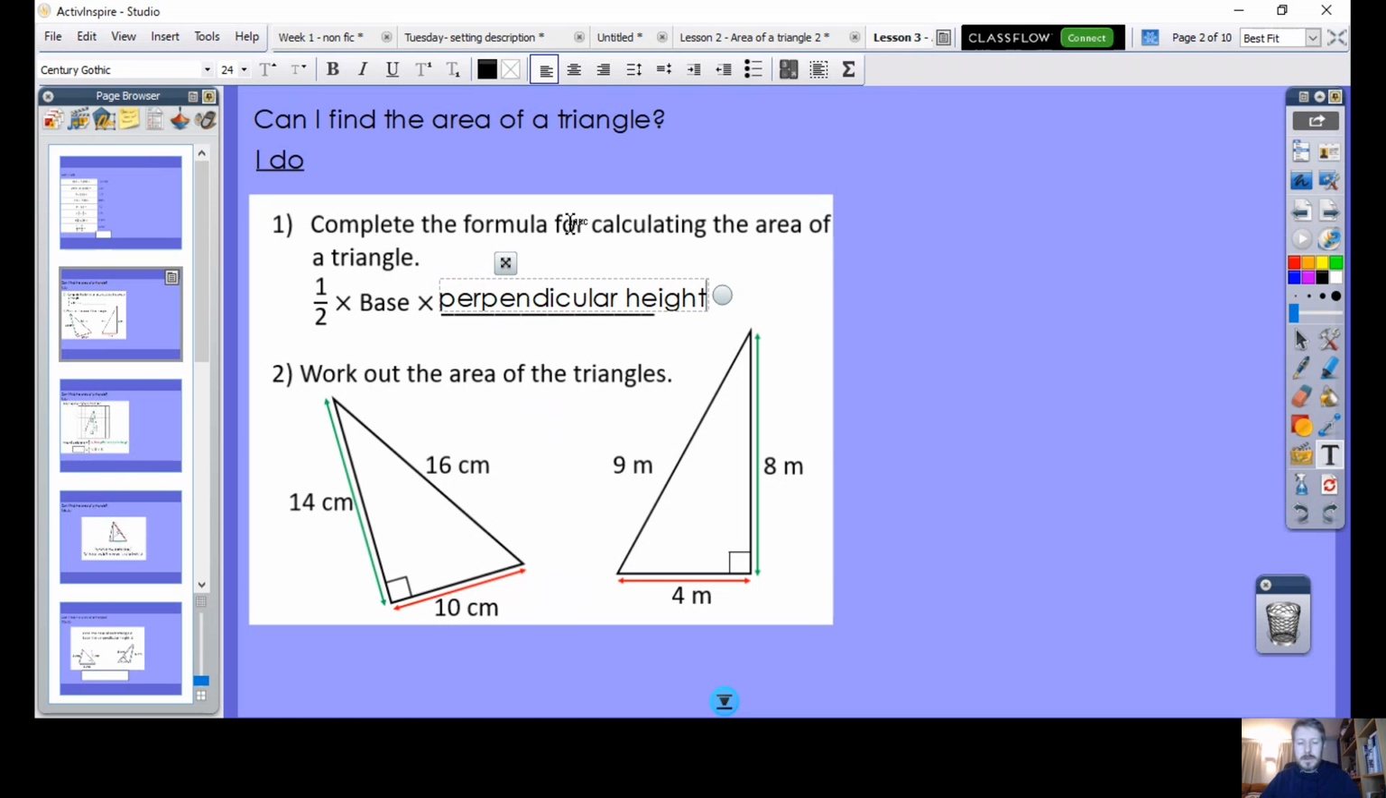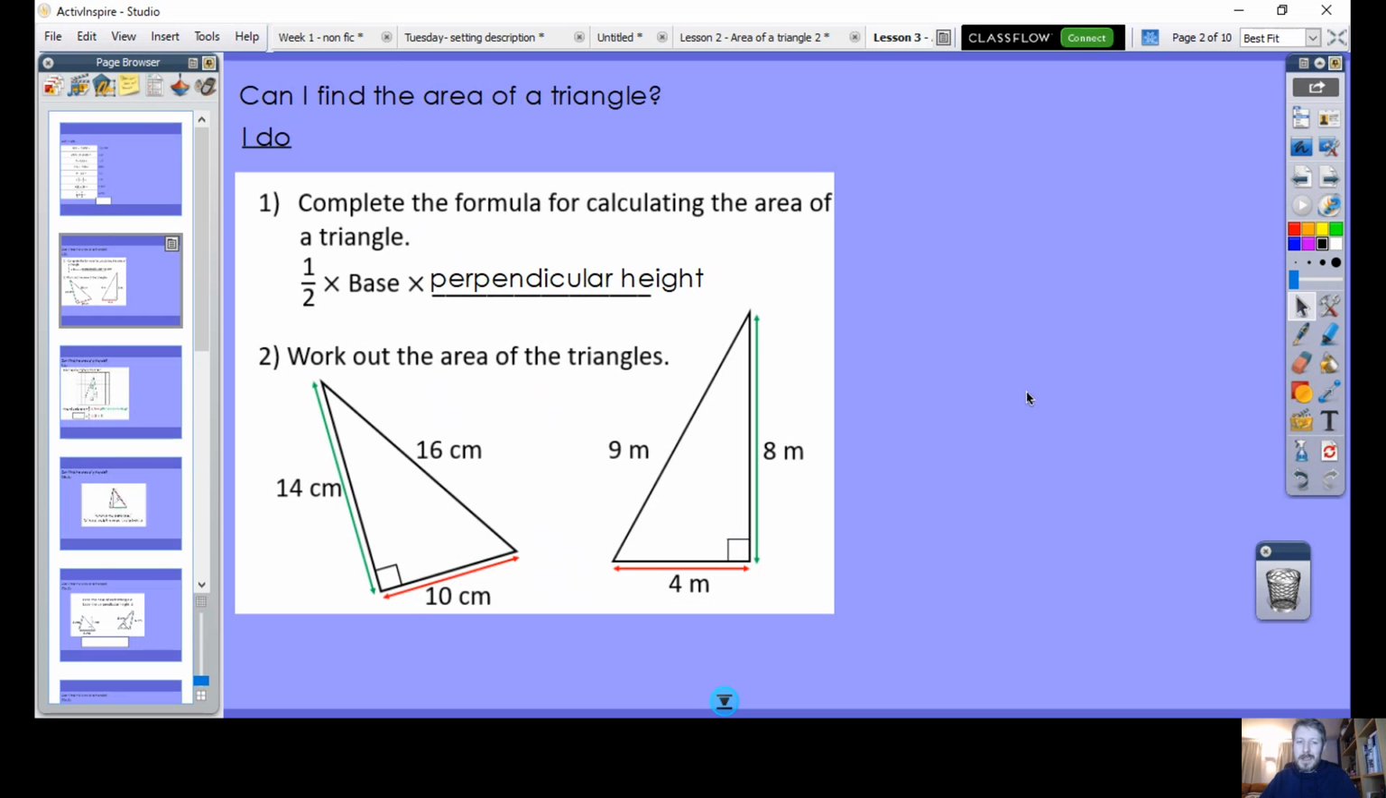Perpendicular height. And the reason we call it the perpendicular height is because the perpendicular bit is very important, because the height is not just any of these three sides that you choose. It is the perpendicular height of the triangle, which, if you remember from yesterday, is the height which comes from the base at a right angle. And we said that any side could be the base, but it needs to reach the top of the triangle at a right angle from the base. So we need to make sure that we are calculating the correct length when we're thinking about the perpendicular height.